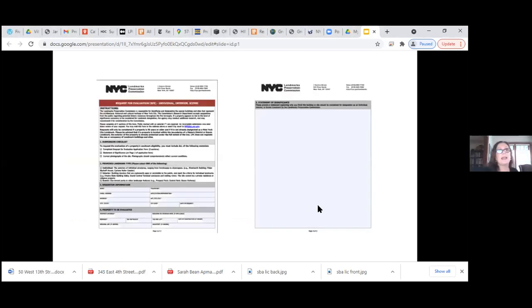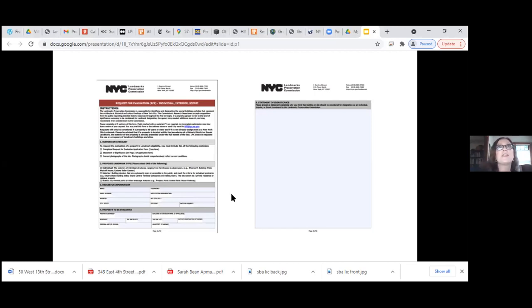So in writing our RFEs, LPC provides 2 forms of an RFE form, if you will. The first is for individual landmarks, interior landmarks, and scenic landmarks. And you can see that the information on the first page is pretty basic. Who's requesting and basic information about the property. Just as an FYI for New York City landmarks, you don't need owner's consent, but it does help if they do pursue landmark designation in terms of positive press.